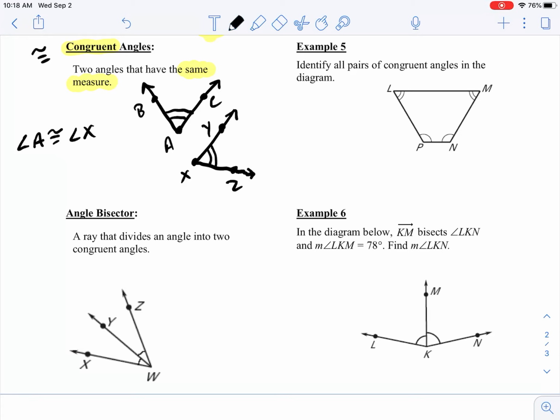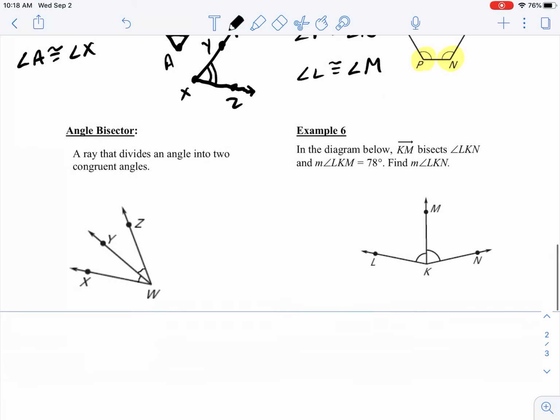Okay, so example 5, identify all the pairs of congruent angles in the diagram. So I see immediately with P and N, they have the same arcs. So I can say angle P is congruent to angle N. I also see up here that angle L and M have the same number of arcs. So I could say angle L is congruent to angle M.